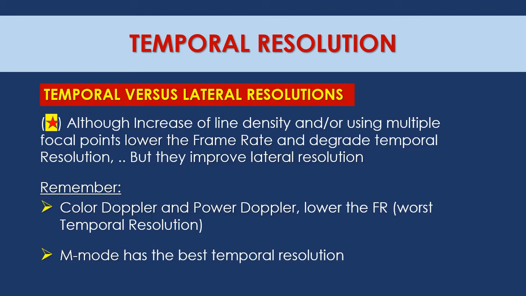Although increasing the scanline density or using multiple focal points will lower the frame rate, and as we see this happens, right? And degrading the temporal resolution, but they improve the lateral resolution. And again, if you remember, we're discussing the lateral resolution here before. Lateral resolution is better with multiple focal points, more narrowing of the beam, and also more scan line density. And this will improve the lateral resolution. But of course, they will degrade the temporal resolution.